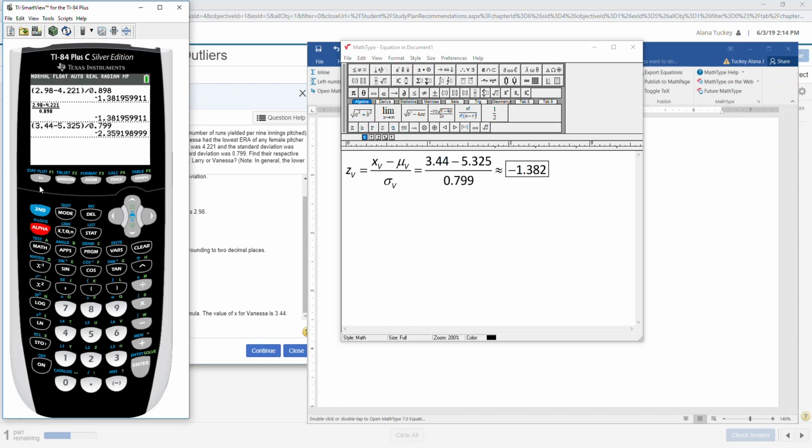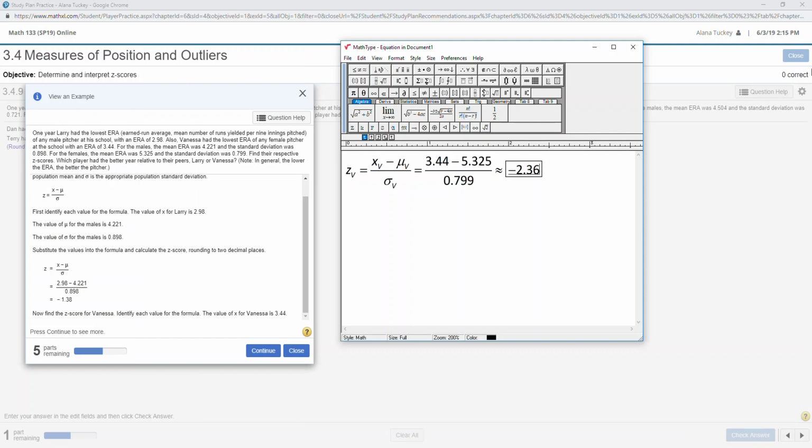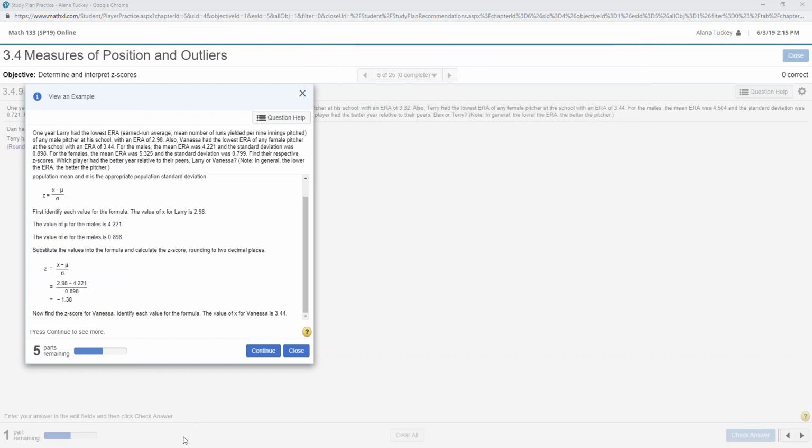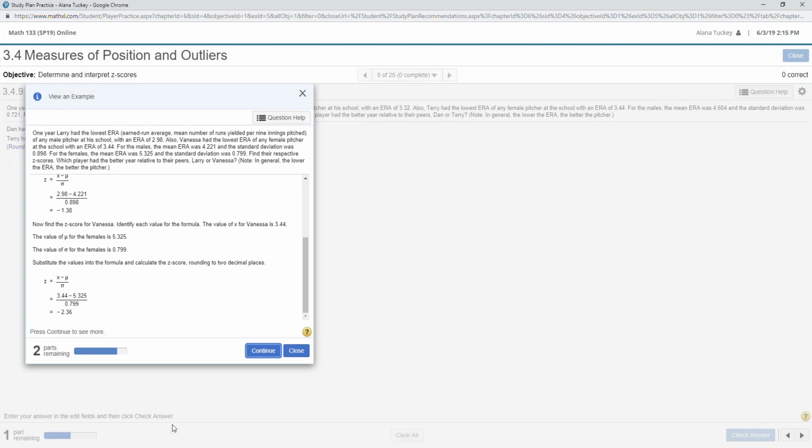Or put another way, Alpha F1, number 1, 3.44 minus 5.325. Use the arrow key to arrow down, and then 0.799. Enter. So either way, we get negative 2.36 if you round it to 2 decimal places, which must be how they want it to round because they're telling us right there. So 2.36. And there we have it. If I click continue, we should see, yep, negative 2.36.